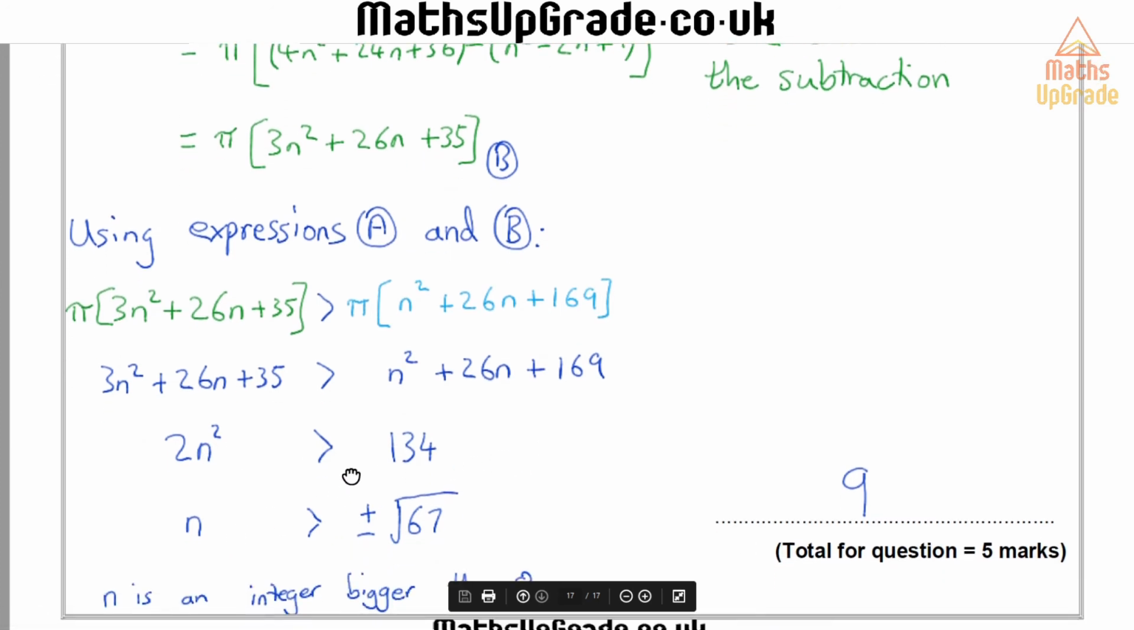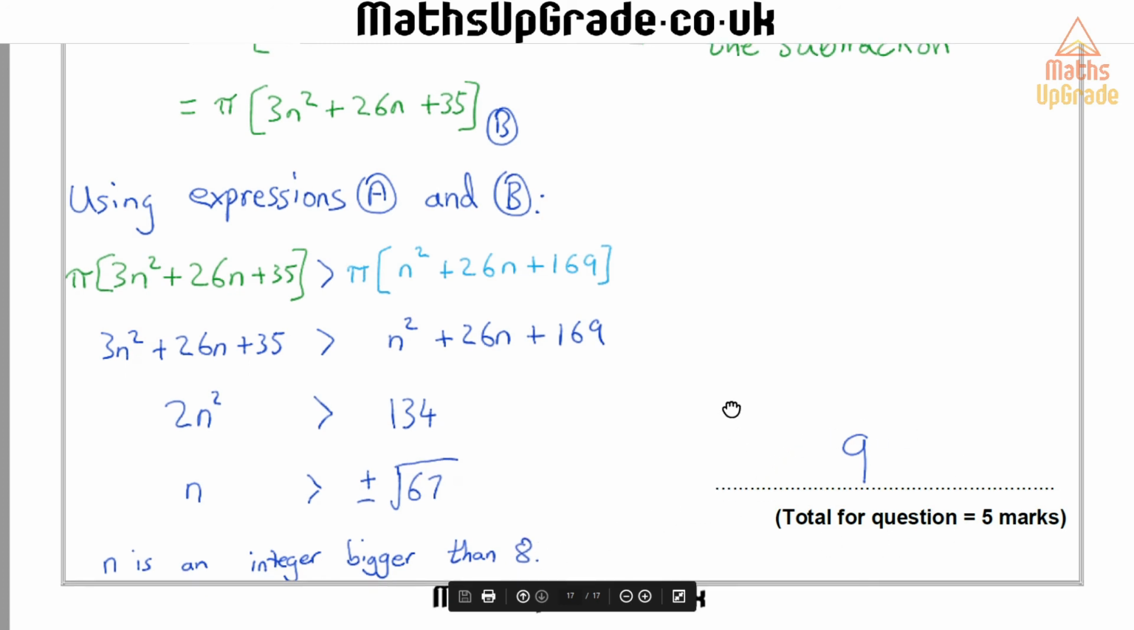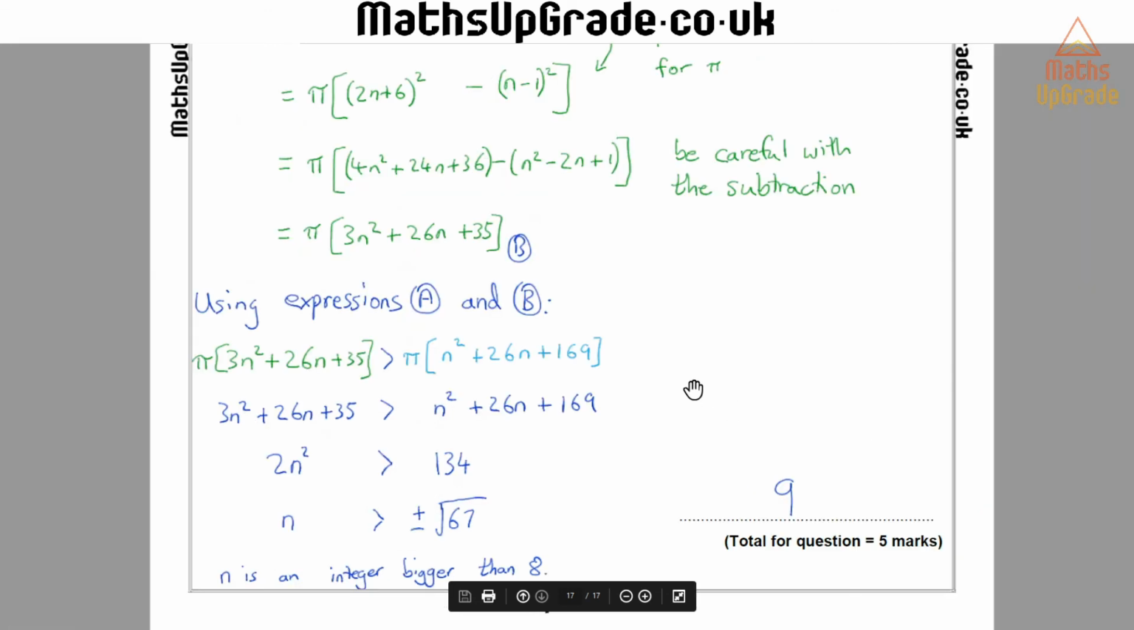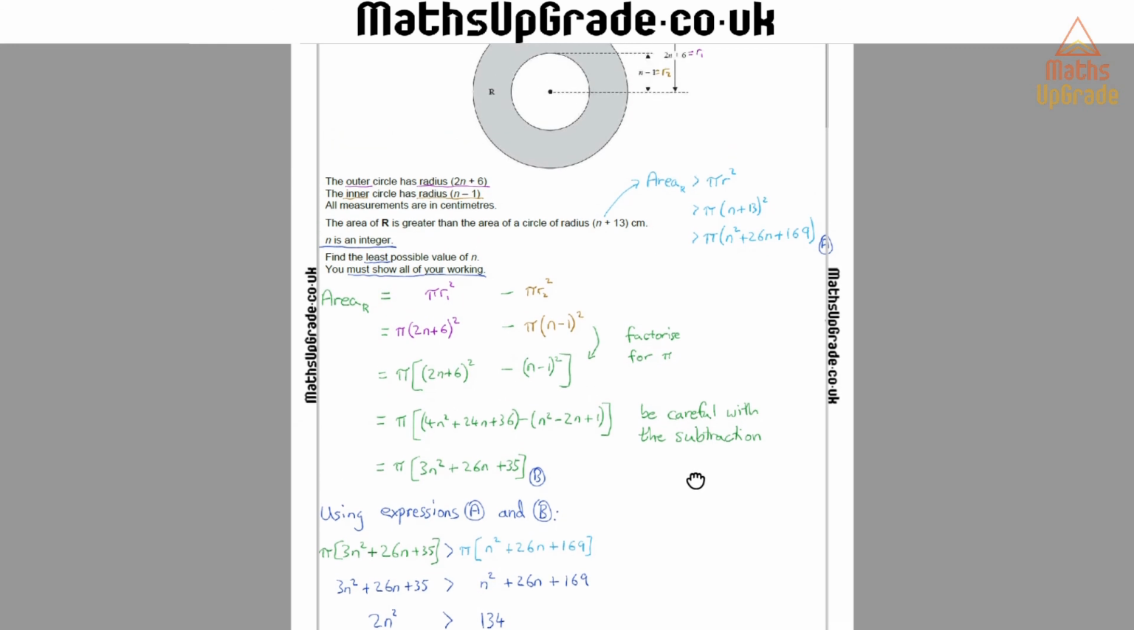Divide both sides by 2 and square root, and I end up with n is greater than the root of 67. The root of 67 is obviously going to be something slightly larger than 8. So n is an integer bigger than 8, and the next biggest integer after 8 is 9. So there's your 5 marks for that question. That was a tough question, a lot of algebra there, but that is essentially how you do that question.